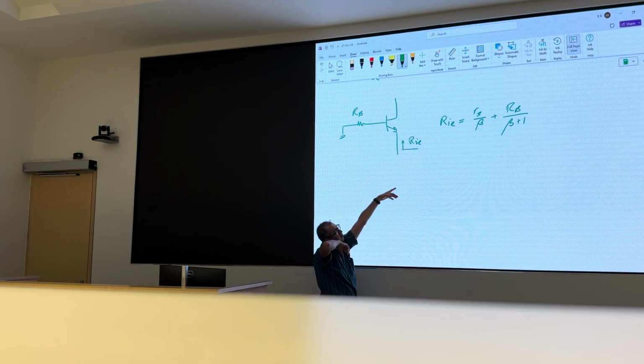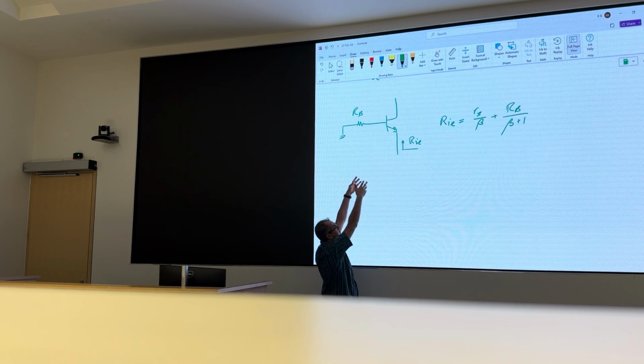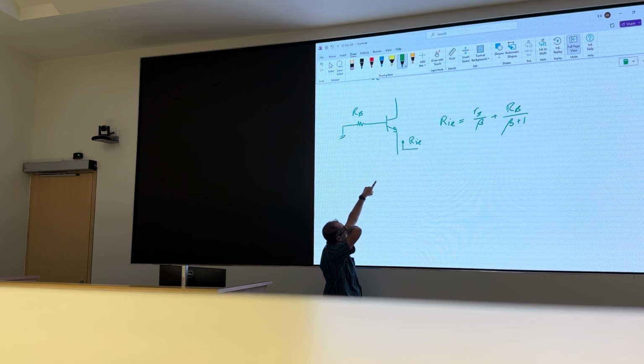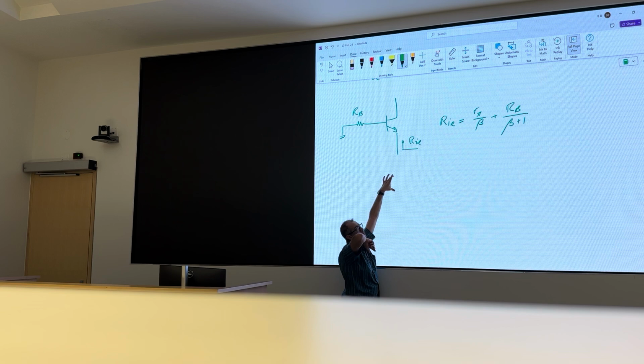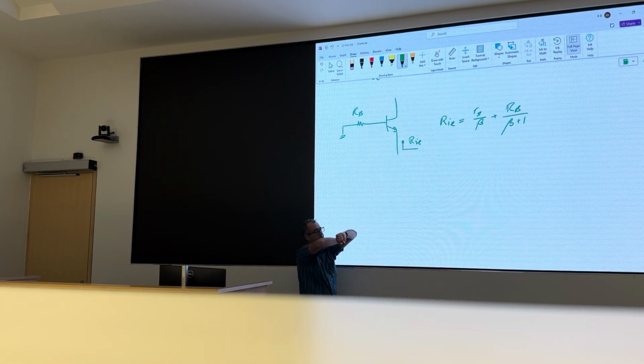But anyway, show this at home. Draw the small signal model for the transistor, get the collector connected to ground, doesn't matter really. And see if I attach a test source here, how much current will it draw from my test source.